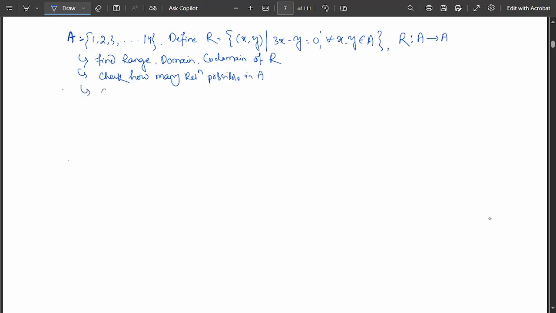And also check whether R is reflexive, symmetric or transitive. Also state whether it is an equivalence or not. Test the equivalence. Okay, so let's start.